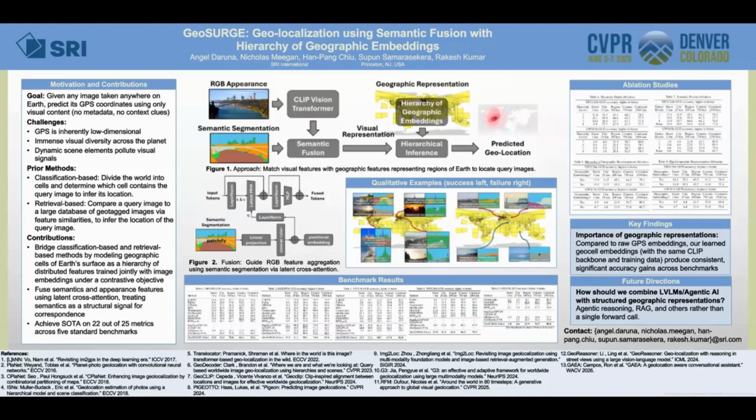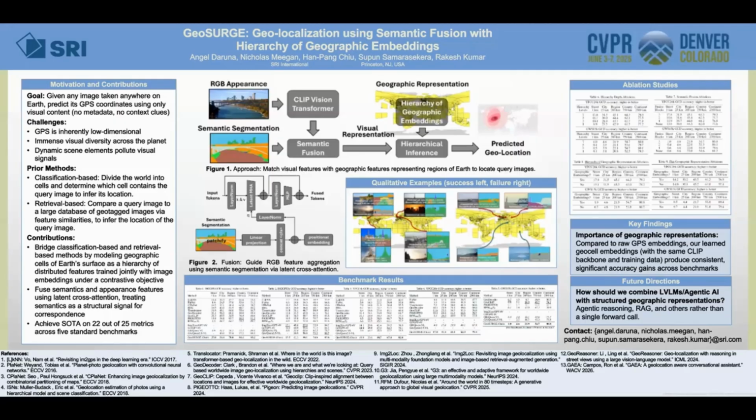The next part is our semantic fusion module, shown in Figure 2. Rather than just concatenating RGB and semantic features, we use latent cross-attention. In this module, the semantic tokens are the queries, and the RGB appearance tokens are the keys and values. The semantic structure guides how the model aggregates visual appearance information, and the output is a fused visual representation of the image, which we use for matching against geography.